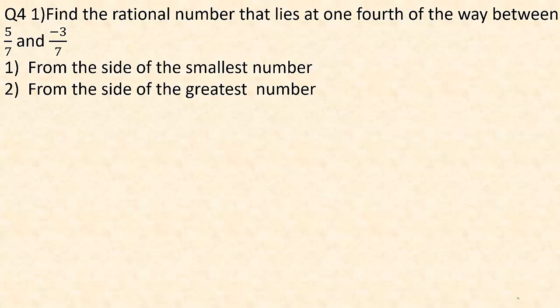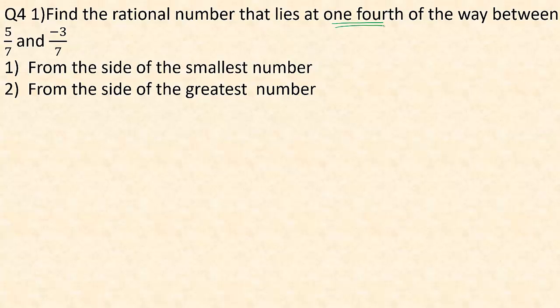Question number 4 is asking me to find the rational number that lies 1/4 of the way between 5 over 7 and negative 3 over 7. So I am looking for the number that lies 1/4 of the way. Since it's not half, he must decide for me whether he wants it from the smallest side or from the greatest side. In this question he didn't determine, so I am going to do both of them. And in the homework you're also going to do both of them. In the exam, if he didn't say whether he wanted it from the smallest side or the greatest side, you must do it for both of them. Let's go now and see.